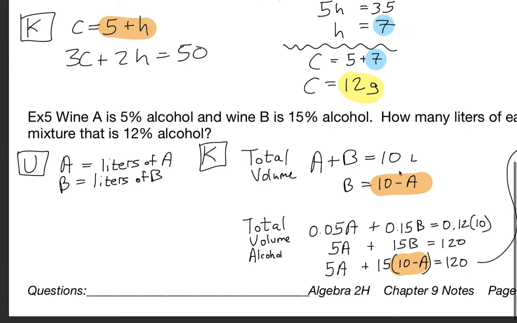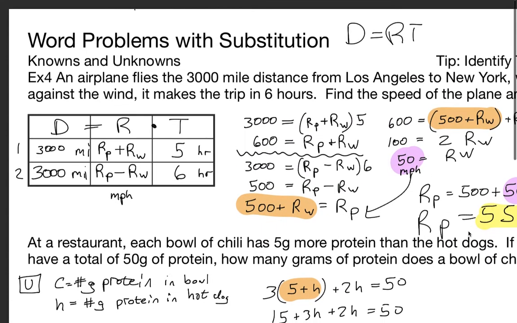Here you have like a total volume. The total is 10 liters, and the total here is 0.2 times 10, 1.2 total liters of, say, alcohol. But I'm getting a little ahead of myself. Let's talk about example 4.